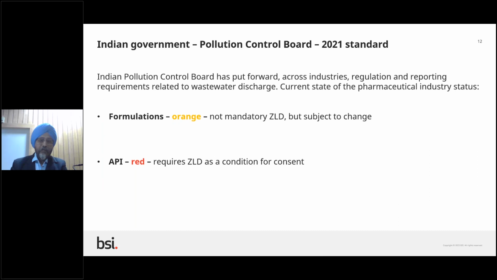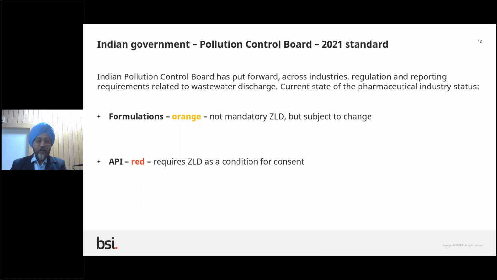According to the Indian Government Pollution Control Board, this industry falls into two categories. We know it very well. Formulation falls in the orange category, so ZLD is not mandatory, but a similar standard applies for the final treated wastewater, which is released into the environment.